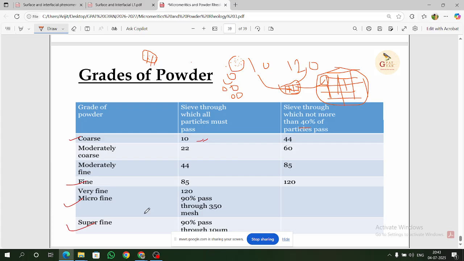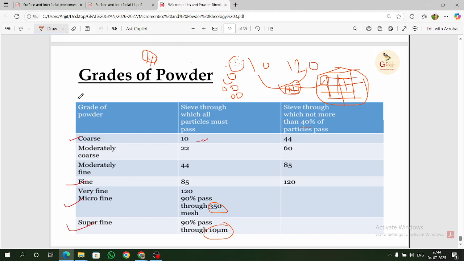And super fine means 90% of the particles can pass through 10 micrometer. Try to understand, 10 micrometer. Very fine, microfine means 350 mesh. 350 is the mesh of the 120 mesh sieve, so you have to remember it like that, okay? 120 means in the same surface area, instead of 10 pores, 120 pores will be there, meaning very fine particles can also pass through. So those are the grades of powder according to the different sieve sizes, and you have to remember that.